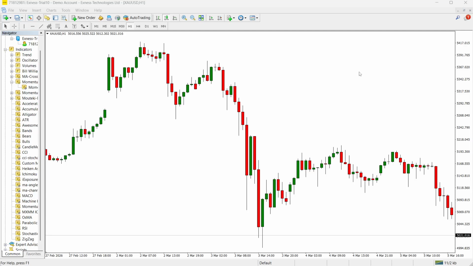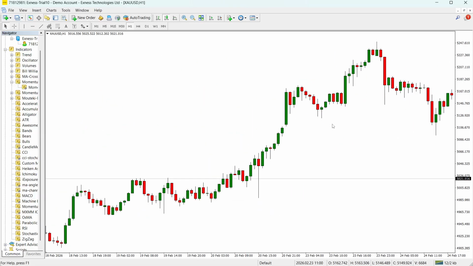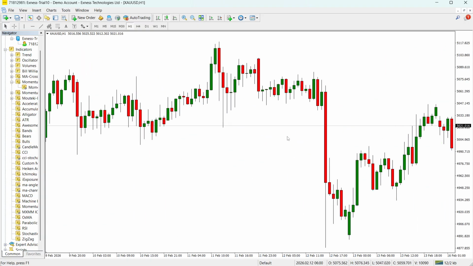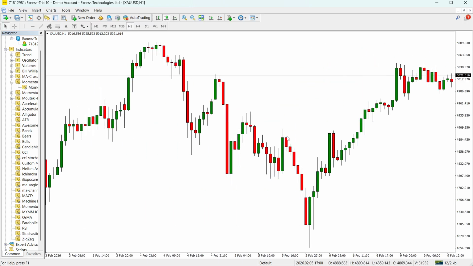Hello traders, today we are looking at the Momentum Divergence Indicator for MetaTrader 4. This tool automatically identifies divergences between price movements and the momentum oscillator.